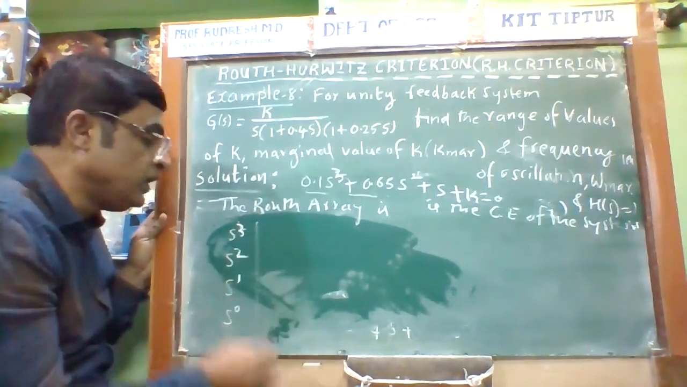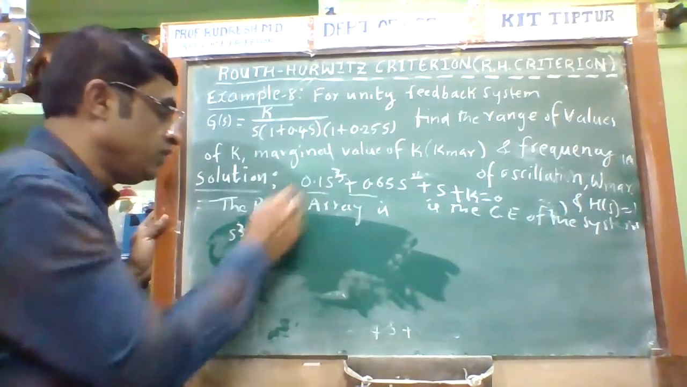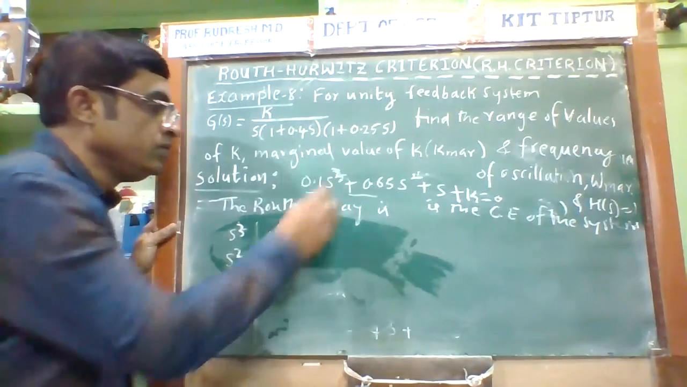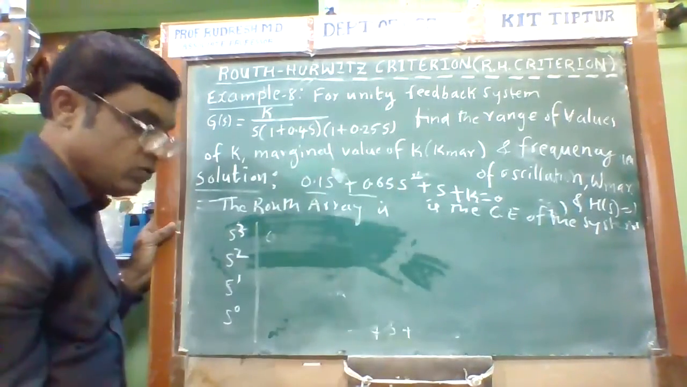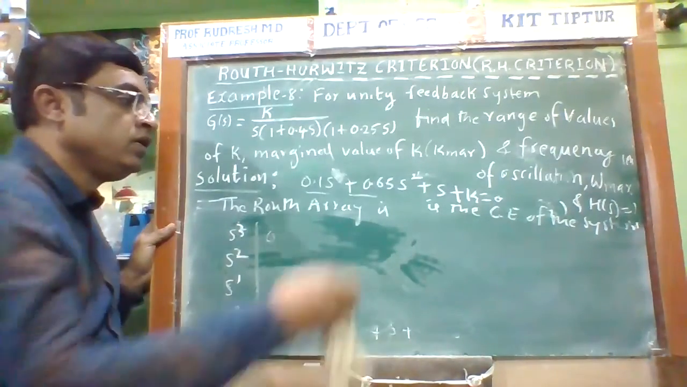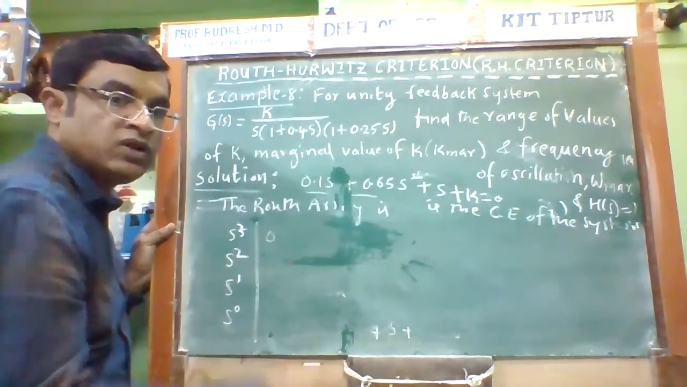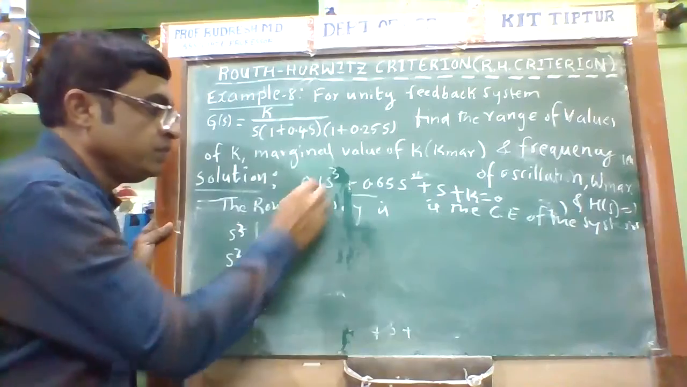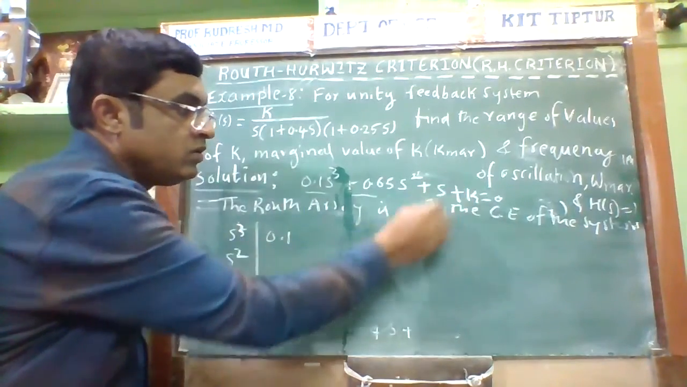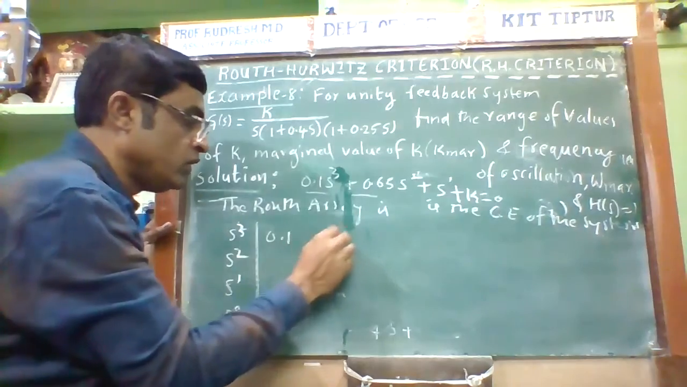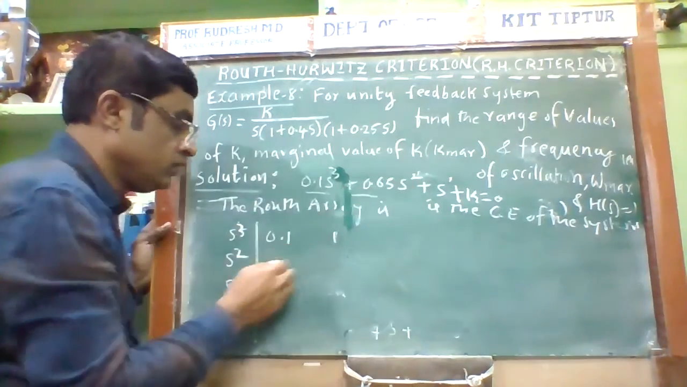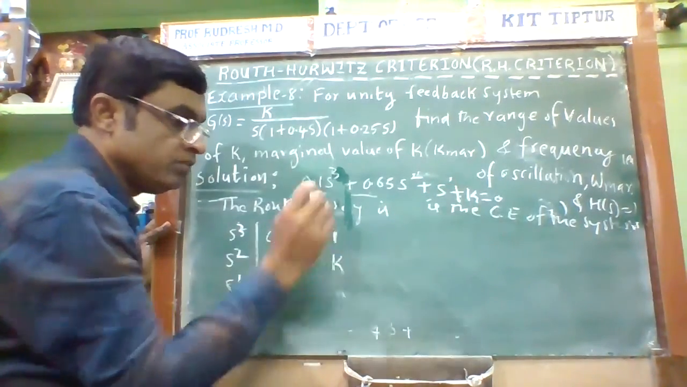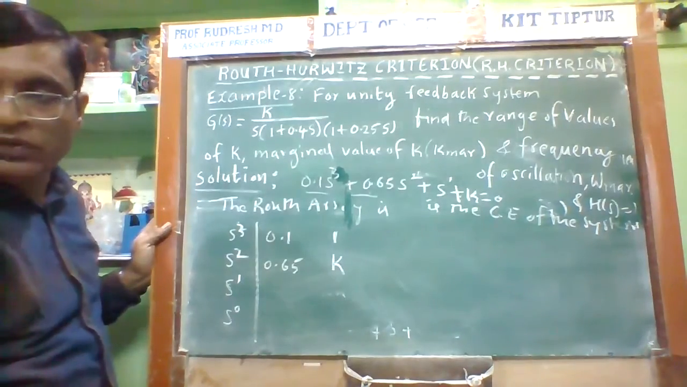What will be the elements of the s cube row? The first row can be formed by utilizing the odd powers of s, since the highest power of s is 3. So the coefficients are 0.1 and 1. Similarly, the second row elements are 0.65 and K.